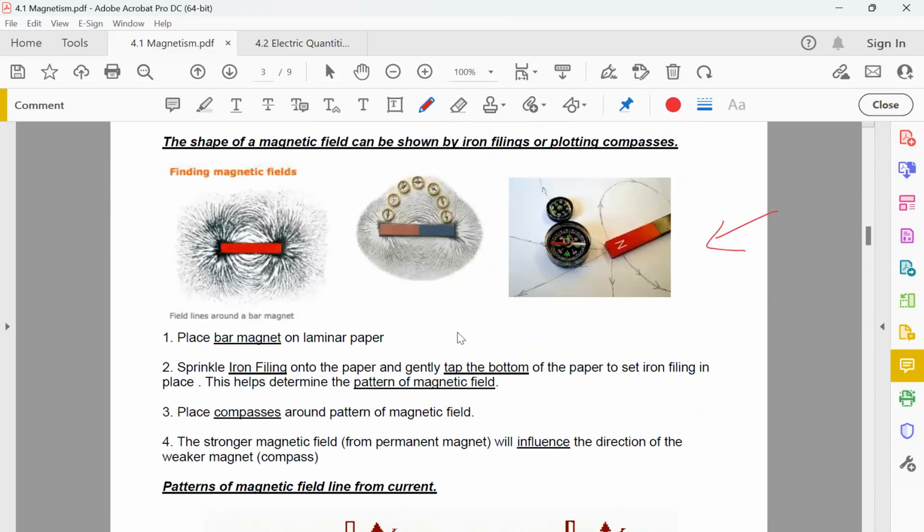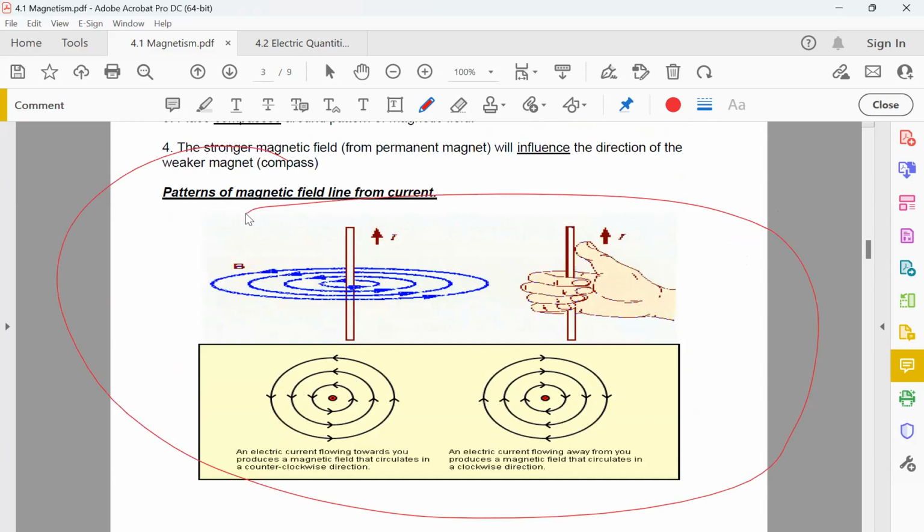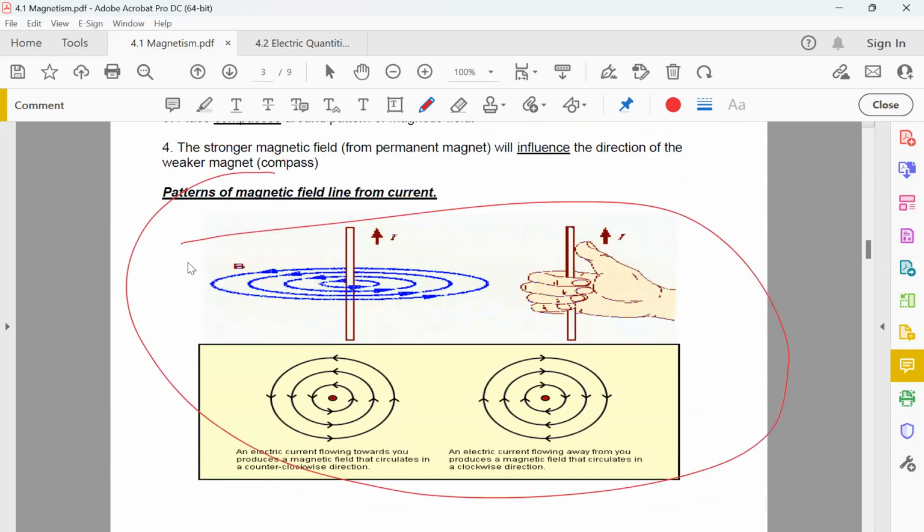Then finally, the second last part, we talked about this part here also. This part here is important, guys. You're basically using two things to prove the pattern and direction of the magnetic field. The iron filing is the one that is going to allow you to show the pattern of the magnetic field, and the compasses will be the one that shows you the direction of the magnetic field. Very, very, very important.